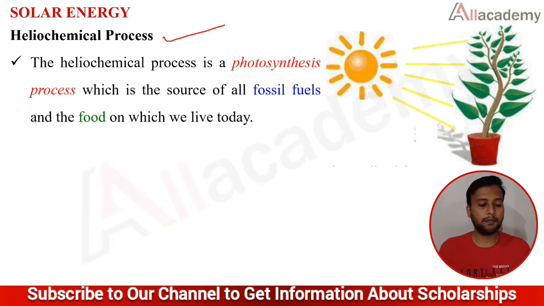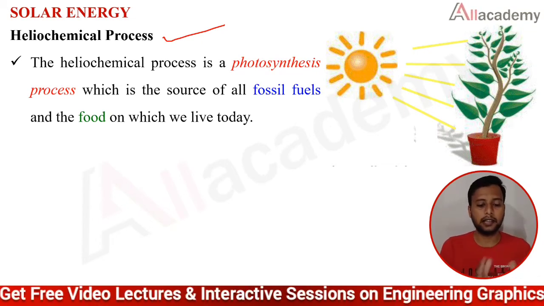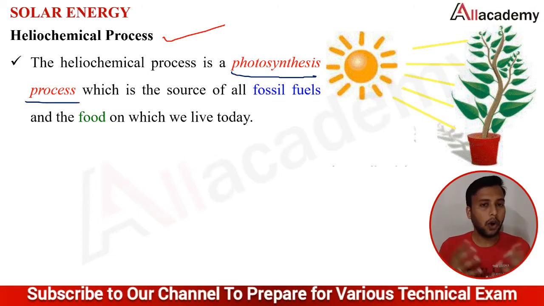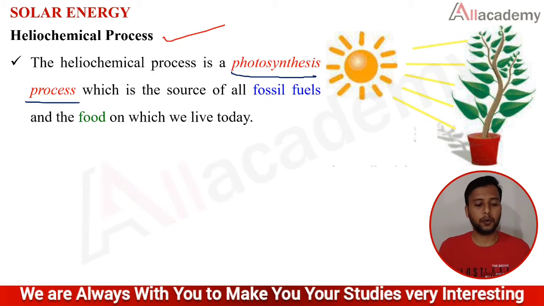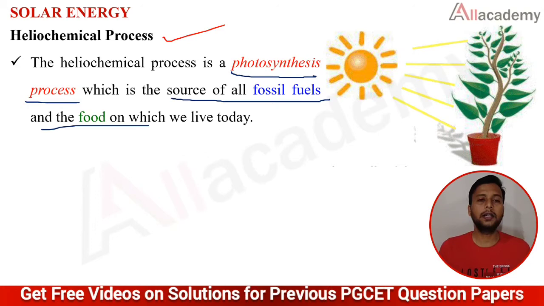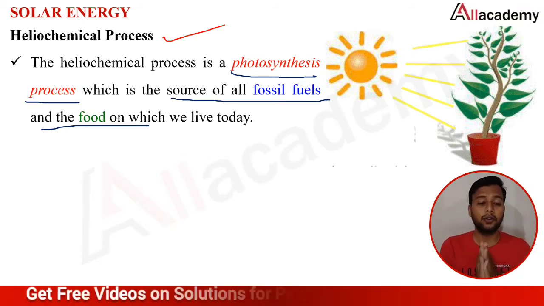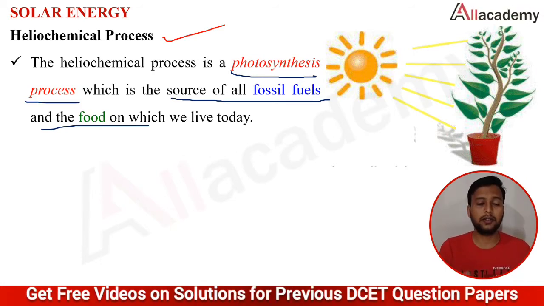So the best example of the heliochemical process is the photosynthesis process. You all know how photosynthesis takes place. This photosynthesis process is a source for all the fossil fuels and the food for all living organisms. Whatever living things there are, photosynthesis is the main source for all of them.